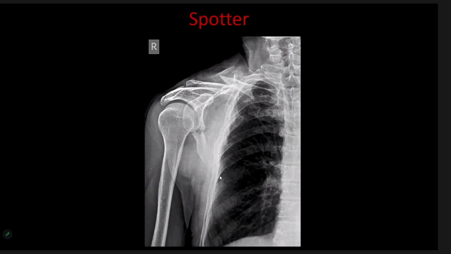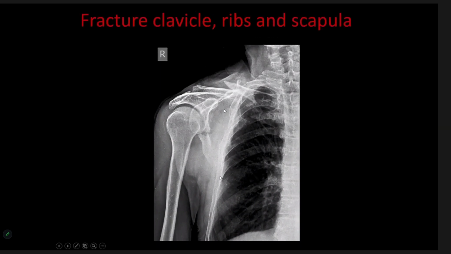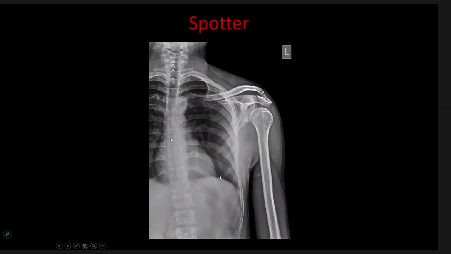Yes, multiple fractures. Fracture of the clavicle, scapula, ribs. Multiple rib fractures, clavicle. So again, always look for scapular fracture. See, rib fractures here. Next.